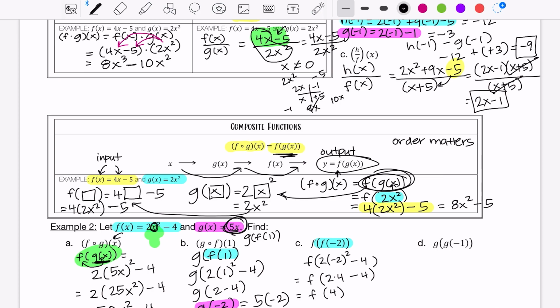So now my output from that little piece was 4, and then I'm just going to plug it back into f again. It's just like directions: do this, then do that. So f of 4, again plugging back into that f function, and what happens to every input? It gets squared, then multiplied by 2 and subtracted by 4. So 4 squared is 16, times 2 is 32, minus 4, which gives me 28.